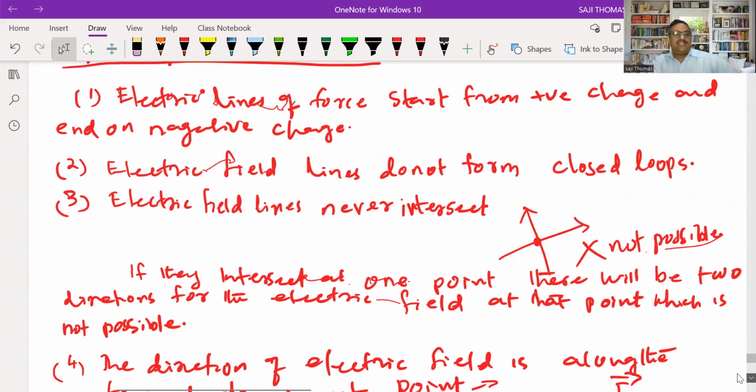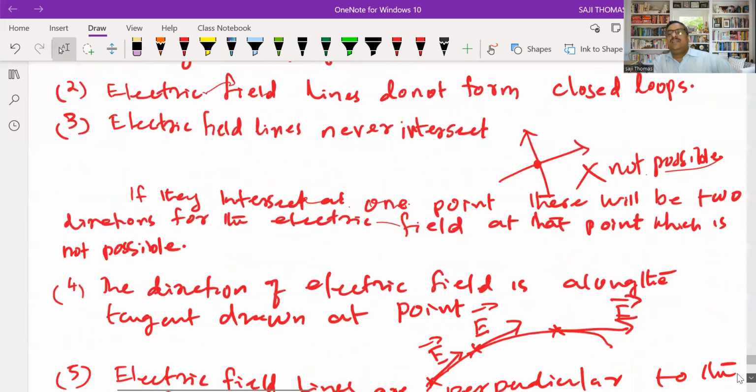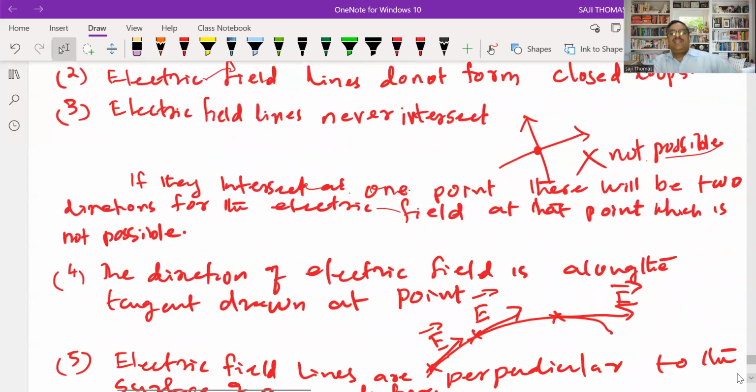So they cannot intersect. Then how will you find out the direction of the electric field on a line of force? The direction of electric field is along the tangent drawn at that point. So when you take a line of force, maybe curved, electric field directions will be different at different points. At any point, electric field direction is along the tangent drawn at that point.